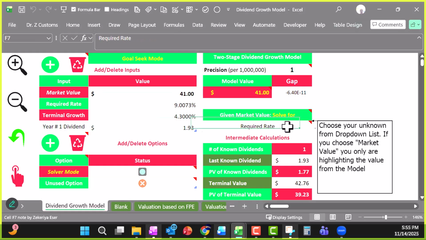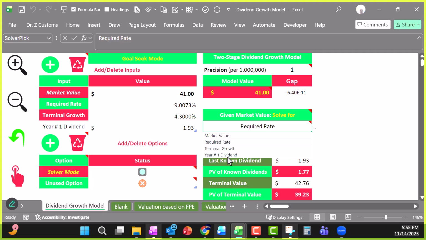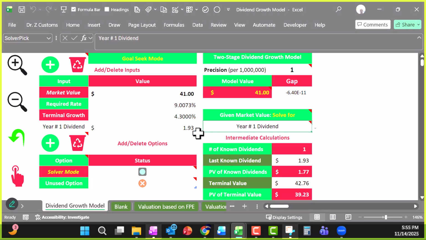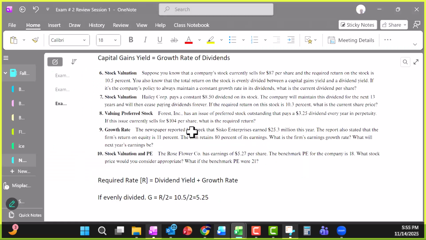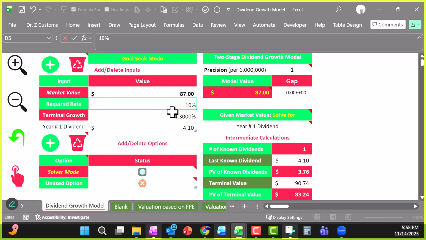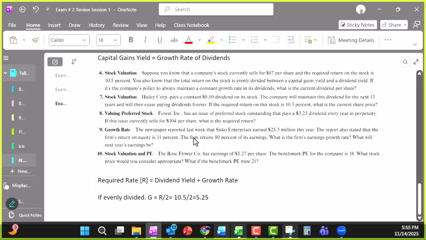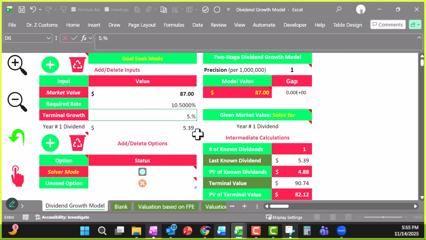This time I'm going to find the year one dividend. We're going to go back to the year zero dividend later, but first, given the parameters, let's find the year one dividend. It trades at 87, 10.5%, 5.25%. So that's year one dividend.